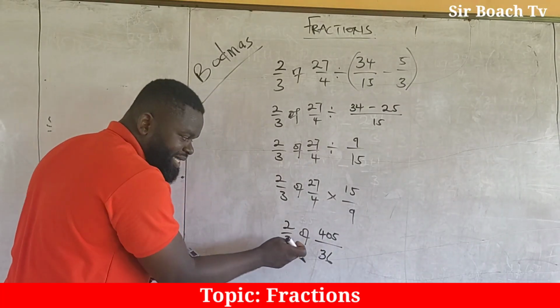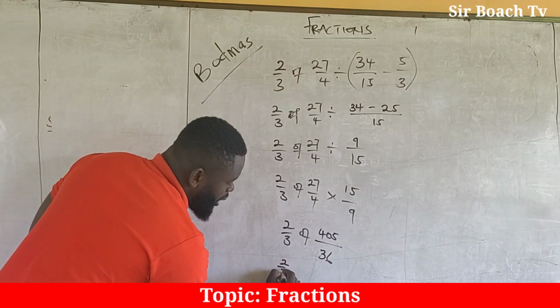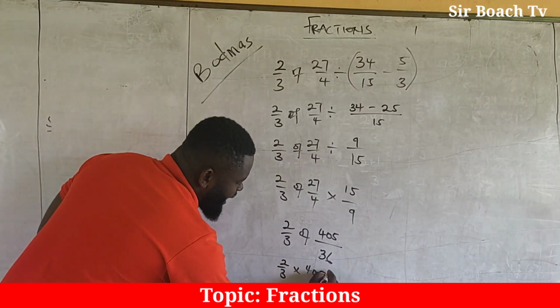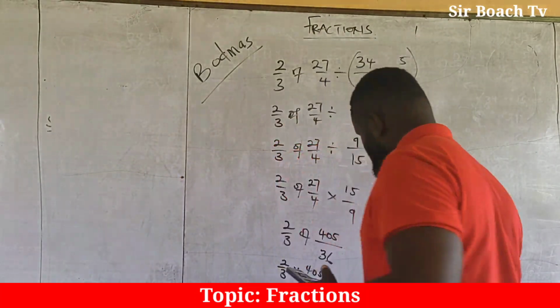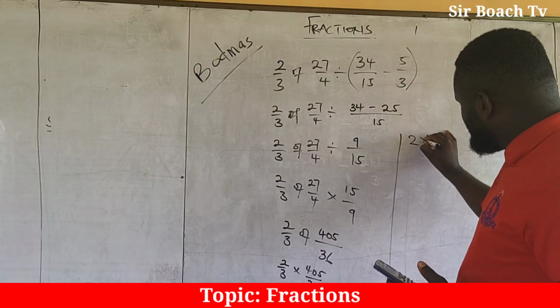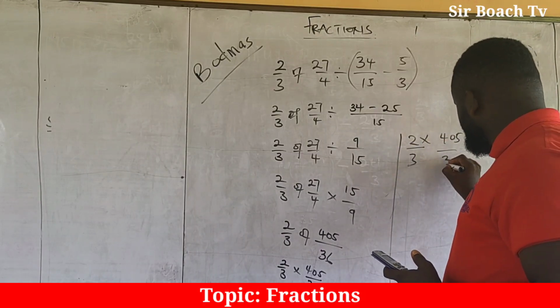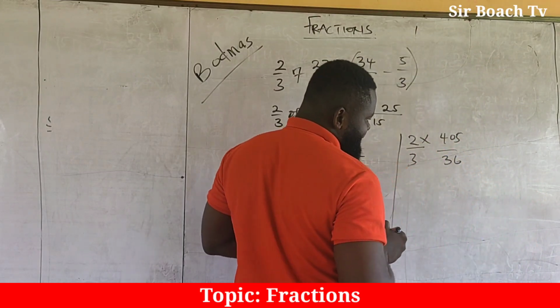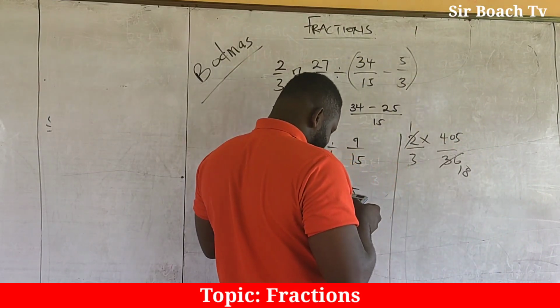Now from the what we do, we change the off to what? We change the off to multiplication. So we are going to get 2 on 3 times 405 over 36. Now we can do some cancellation over here. Now 2 goes here 1, it goes here 18 times.